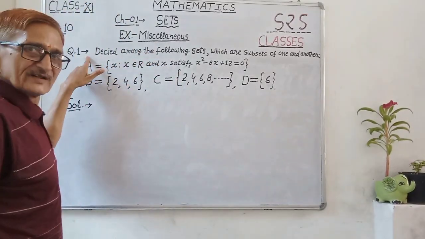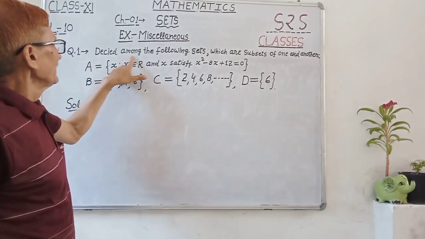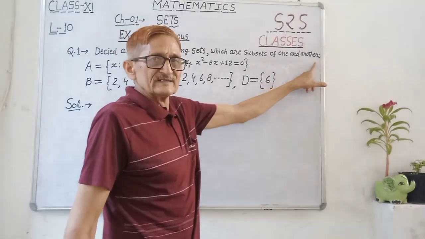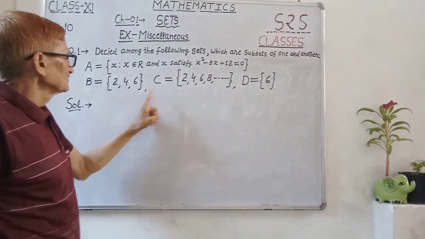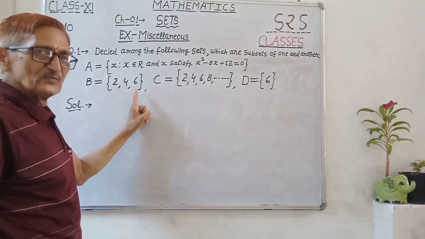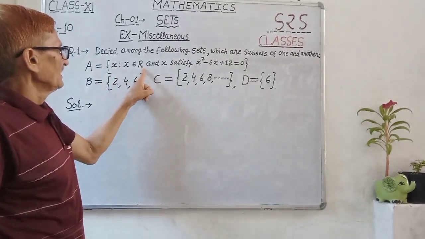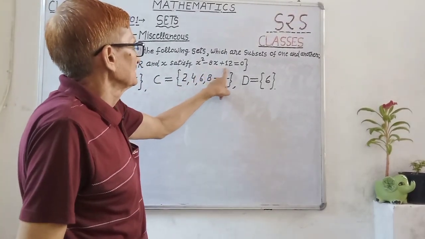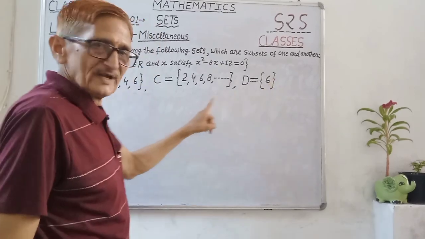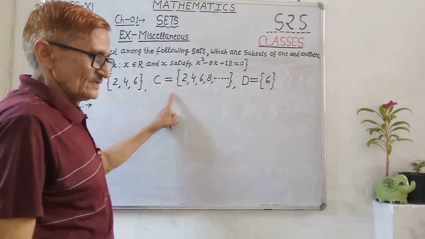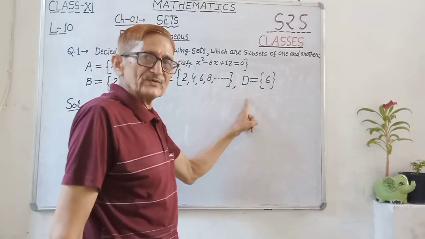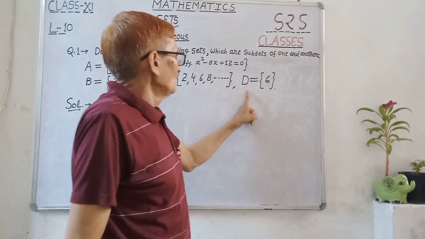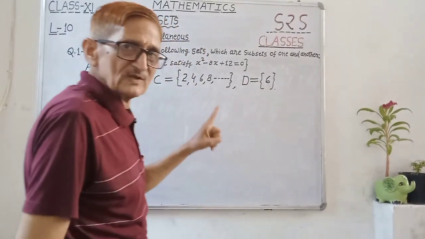In this, question number 1 is: decide among the following sets which are subsets of one another. Following sets: A = {2, 4, 6}, B = {2, 4, 6}. A is {x such that x belongs to real number R and x satisfies the equation x square minus 8x plus 12 equal to 0}. Okay, and B said this. C is {2, 4, 6, 8, and so on}, means up to infinite, means all like this, even number set. Now D is equal to {6}, only single element.